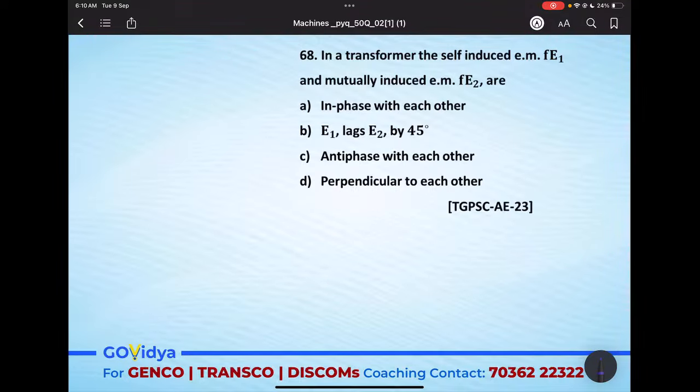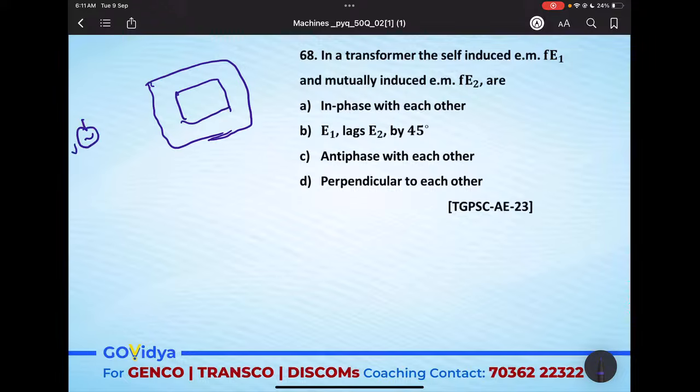The question is given as, in a transformer, the self-induced EMF E1 and mutually induced EMF E2 are. They are asking about the phasor diagram and phasor relation between E1 and E2. Let's see the simple transformer operation here. I am considering a no load condition. First we are applying some voltage from the source V.